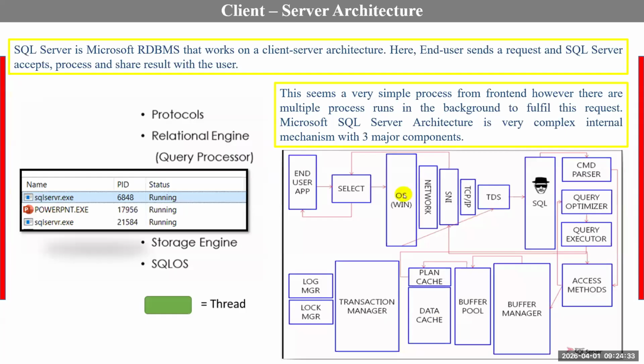We must understand what the relational engine is doing and what the storage engine is doing. Once you connect to the SQL Server, your query will go to the relational engine first. Under the relational engine, there is no data. It is just processing your request. Before it processes, you should understand these three components: command parser, query optimizer, and query executor.